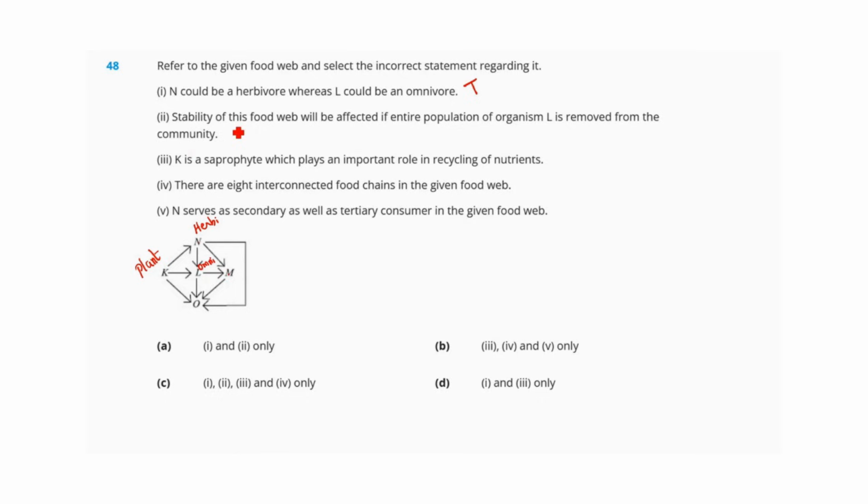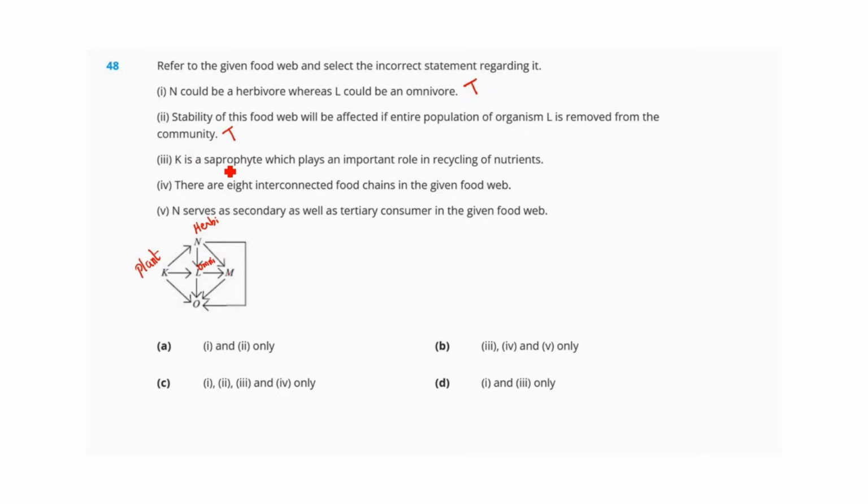Okay, stability of this food web will be affected if the entire population of organism L is removed from the community. So L, we can see it is an omnivore. It is eating the herbivore also, it is eating the plants also. So definitely the food web will get affected if L is completely removed from the community. So this is also true.